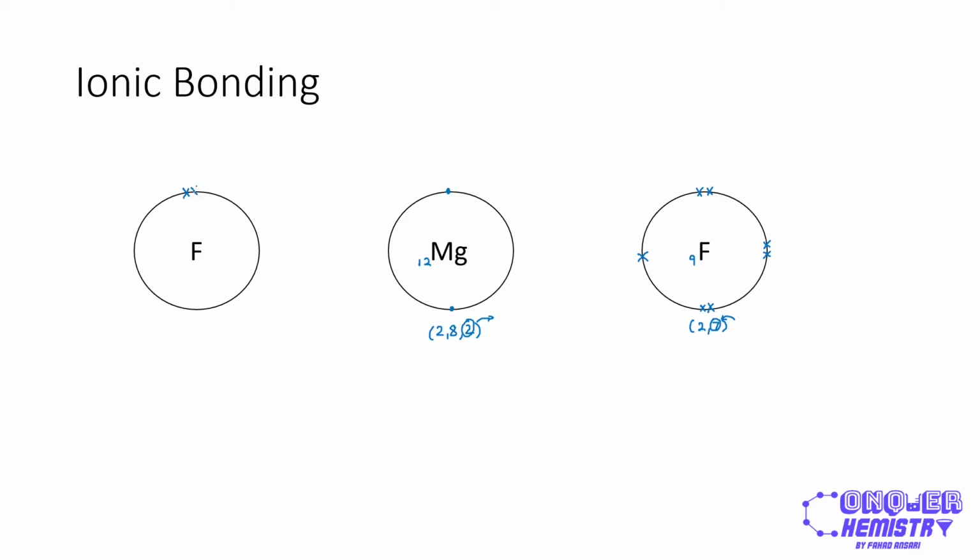And same case goes over here. Now the thing is that each fluorine atom needs only 1 more electron to complete its outer shell. Magnesium, though, needs to lose 2 electrons to make the second shell its complete outer shell, which already has 8 electrons. So what happens is that the magnesium will transfer 1 electron to one fluorine atom over here, and it will transfer the second electron to the second fluorine atom over here.